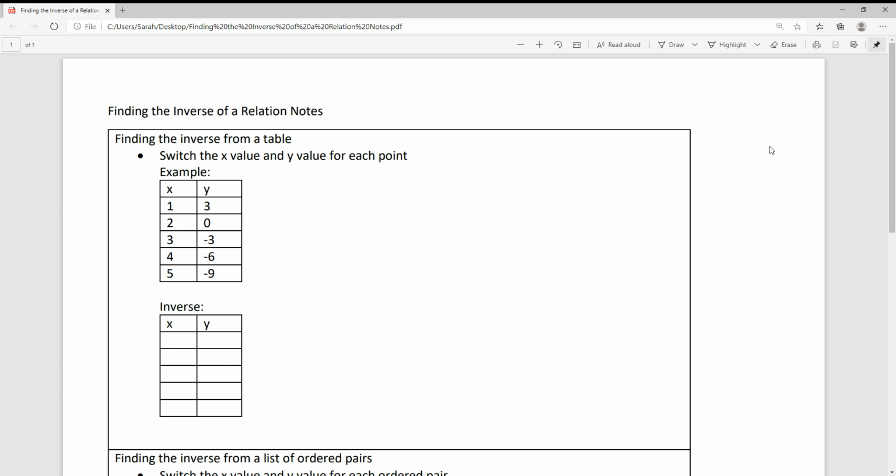Hello, today we're going to focus on finding the inverse of a relation. Eventually we'll be able to do this from equations, but for today we're just getting the concept of an inverse down. The inverse of a relation is just the relation that is the complete opposite of the one you've started with.